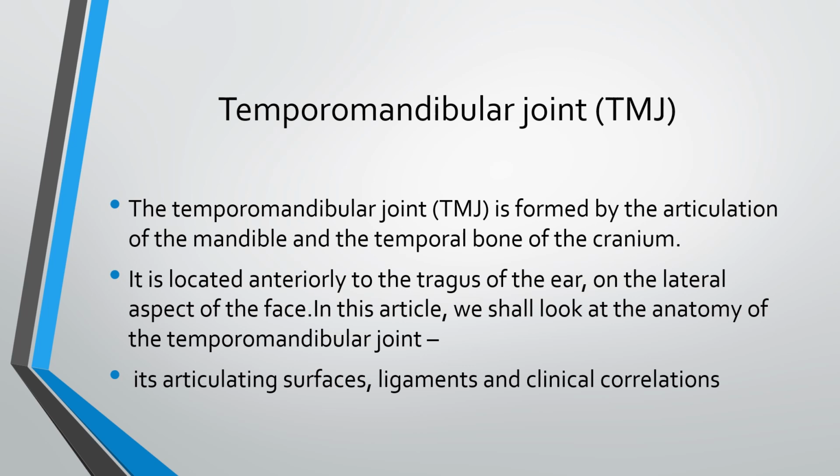I go by the name Dr. Achievement. In this video, I'll be talking about the Temporomandibular Joint (TMJ). It's formed by the articulation of the mandible and the temporal bone of the cranium. It is located anterior to the tragus of the ear, on the lateral aspect of the face. In this article we shall look at the anatomy of the temporomandibular joint, its articulating surfaces, ligaments, and clinical correlations.